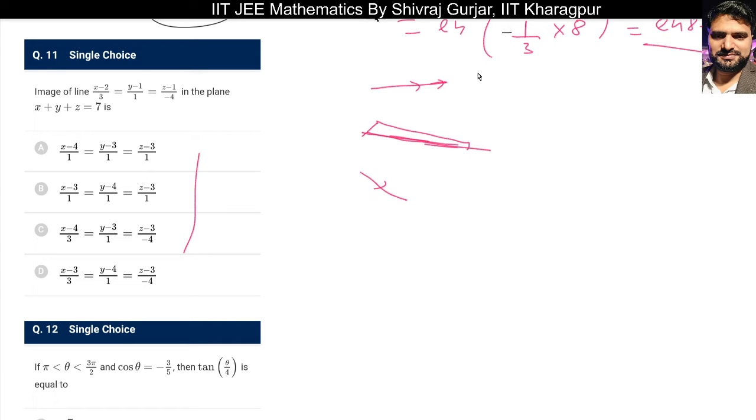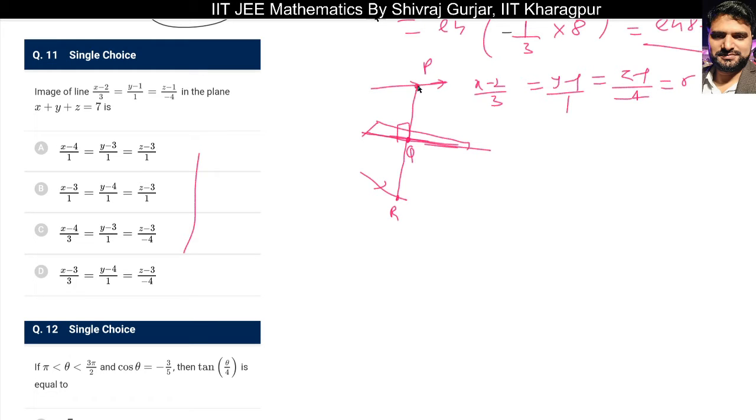Okay, इस लाइन की इक्वेशन क्या दी हुई है? (x minus 2) divided by 3 equals (y minus 1) divided by 1 equals (z minus 1) divided by minus 4. Let's say r. यहाँ पे जो है that will be put over perpendicular. So let us say this is P, this is some Q, and this is some R. Q will be the middle point of PR. So we can find Q.